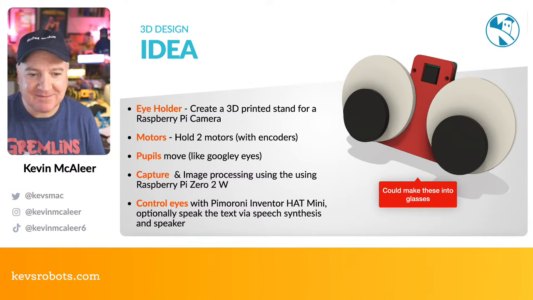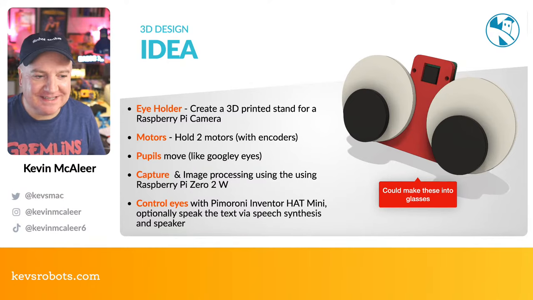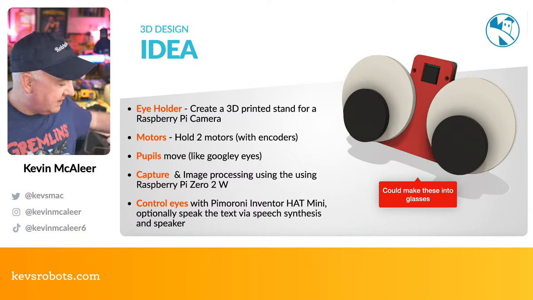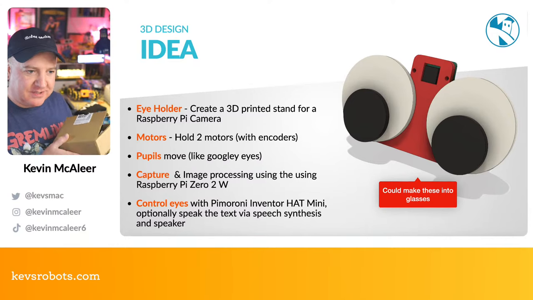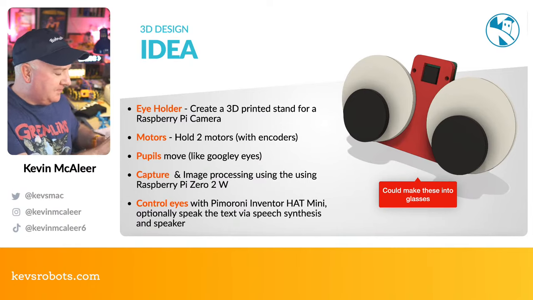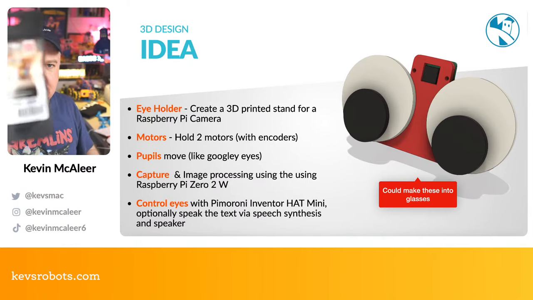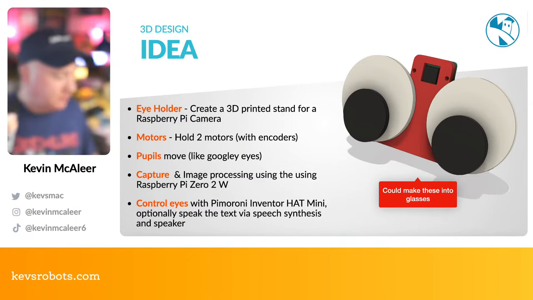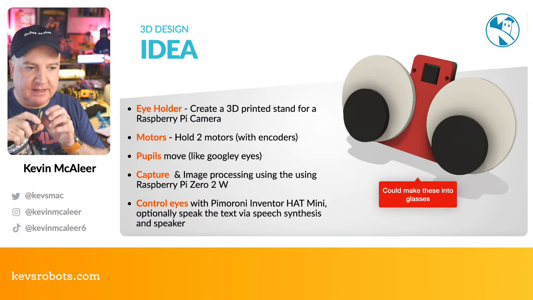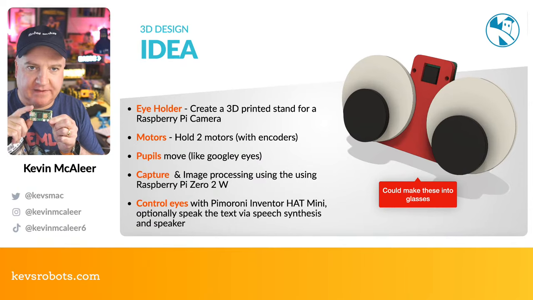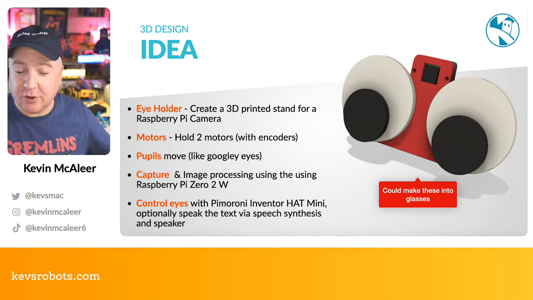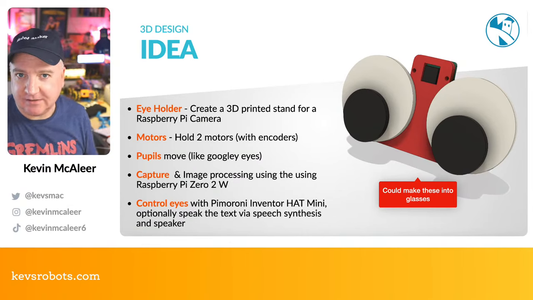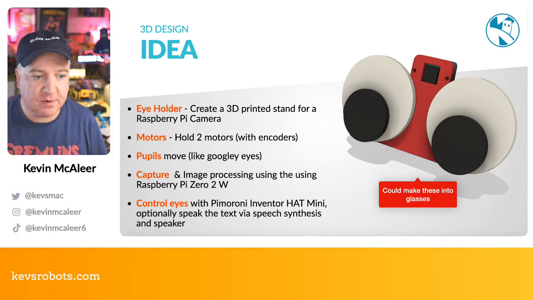So I created this little 3D model you can see here. It's got two motors in it with encoders, and this will use the one in my box here, the Pimoroni Inventor Hat Mini. It's a little hat that will sit on top of a Raspberry Pi Zero 2 W like this one here, and that means we can control some motors very accurately. They also sell the motors and the little cables that connect everything together as well.